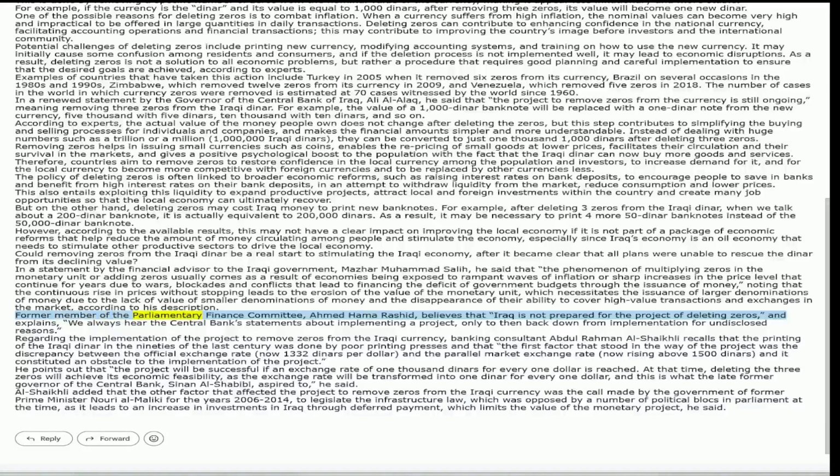Former member of the Parliamentary Finance Committee, Ahmed Hama Rashid, believes that Iraq is not prepared for the project of deleting zeros and explains, "We always hear the central bank's statements about implementing a project, only to then back down from implementation for undisclosed reasons."